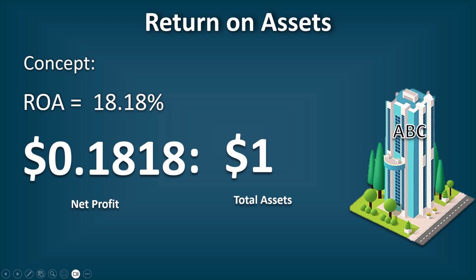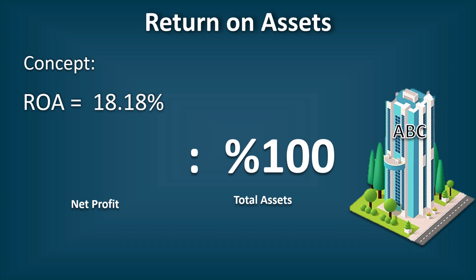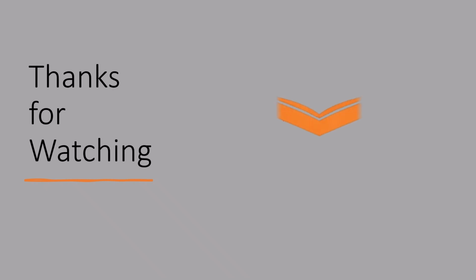In other words, if we consider the company's total assets as 100%, then the net profit earned from using those assets is 18.18%. Simply put, return on assets measures the company's ability to generate earnings from its assets. It tells us whether the company has utilized its assets perfectly or not. This ratio is very easy to understand, yet it is a powerful and widely used formula in financial analysis.